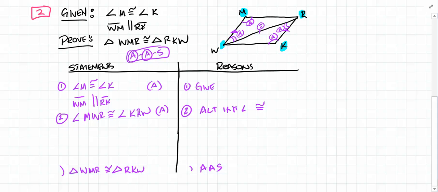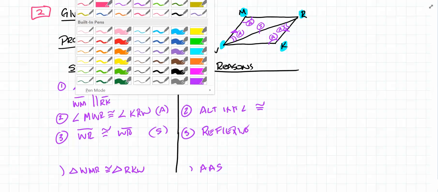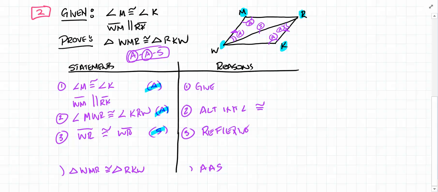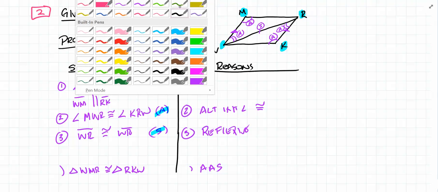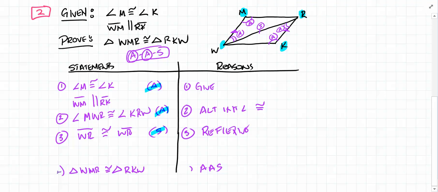WR is congruent to WR. Very good. WR, or Elijah, if you prefer, RW. WR congruent to WR. And why is this true? Because it's reflexive. Okay? And that's a side. So, ladies and gentlemen, look what you have shown. You have proven an angle, an angle, and a side. Do you have enough information now? Yes, you do. What are you going to say? Number 4, and we're done.